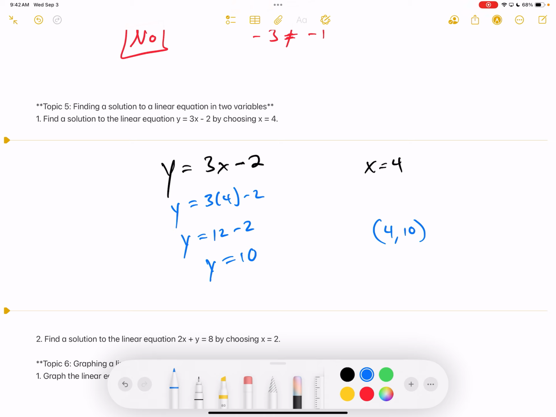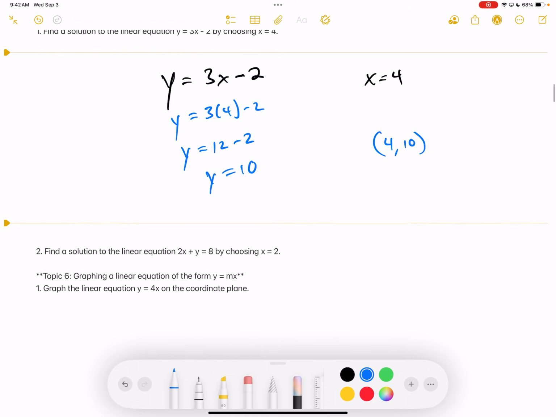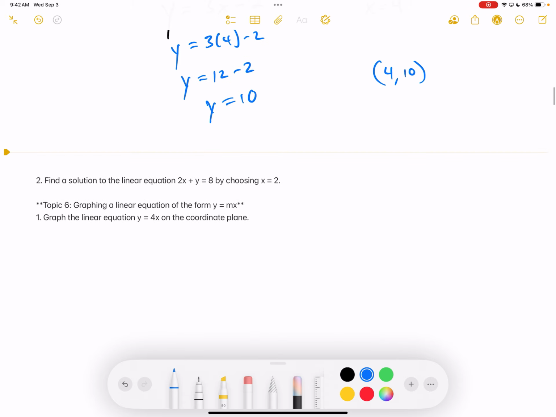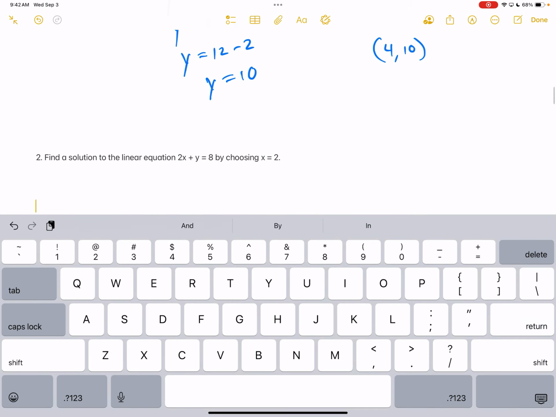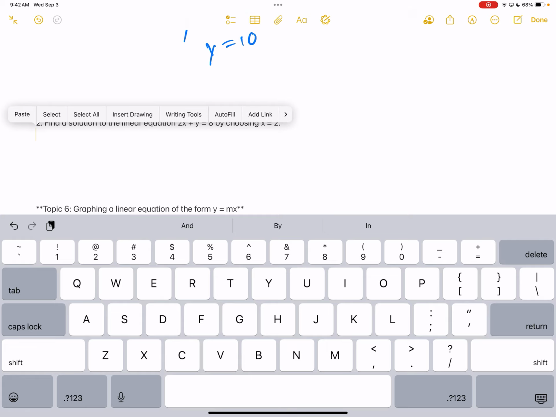So you can actually pick any x you want and figure out what the y is. Or you can pick any y you want and figure out what the x is. I know I'm going through these ones fast at the beginning, but we want to focus more on the graphing part, right? Let's get through the basics there.